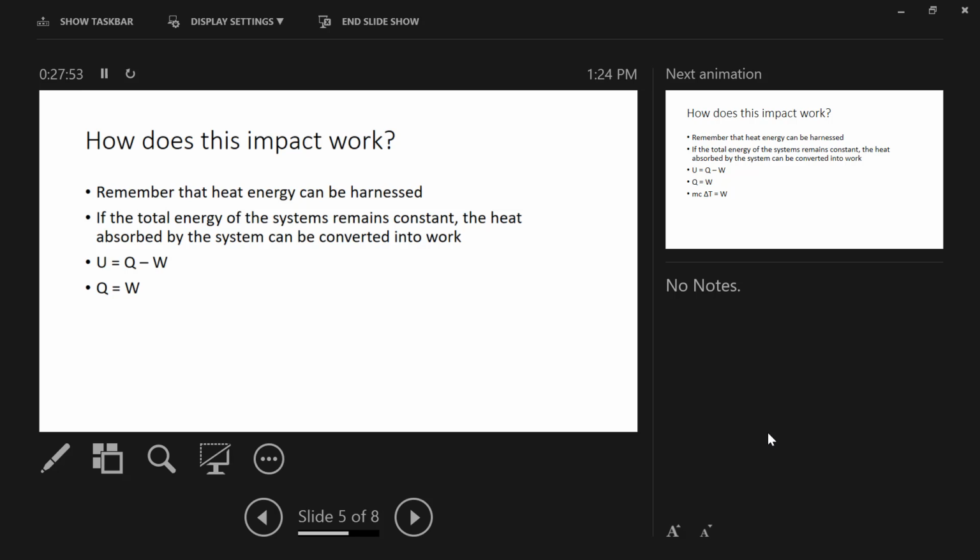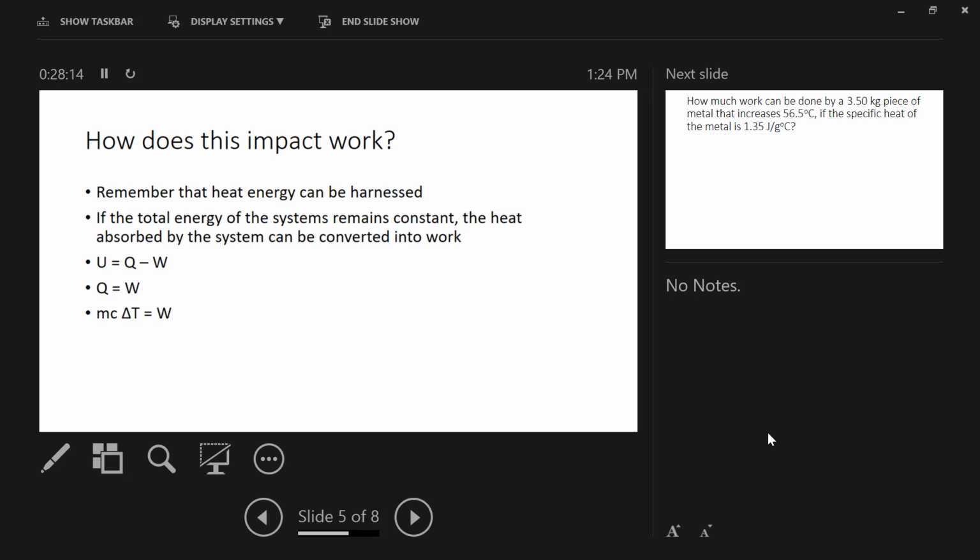So what we're going to do, just for simplicity's sake, is say that Q is equal to W. Any heat absorbed by the system is going to equal the amount of work that the system can do. Okay? This is what we're going to say for simplicity's sake. And since we just got a new toy today for calculating Q, we can say that MC delta T is equal to work.